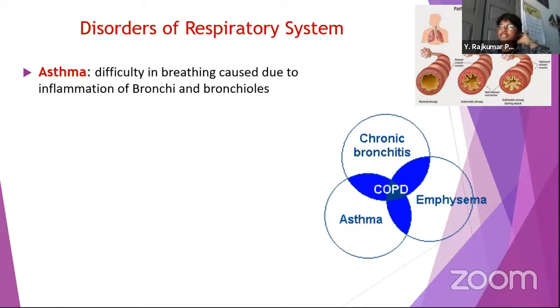Let's see. First one is asthma. You will see that people usually have this asthma and they use artificial inhalers, isn't it? So asthma is caused by various reasons. There is no one particular reason for it. Asthma is caused by pollution also, and it is a hereditary disease as well. Mostly, asthma means difficulty in breathing caused due to inflammation of bronchi and bronchioles.